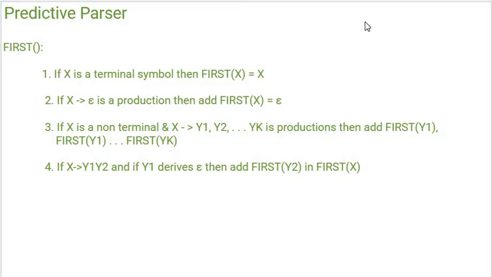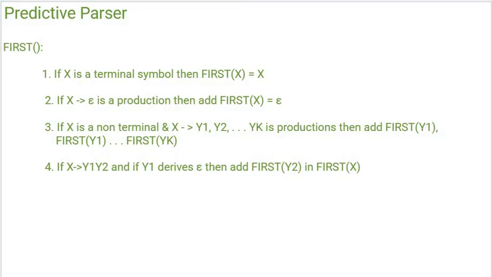If we have a production like x tends to y1 y2, then we will be calculating first of x as first of y1. So first of y1 will be the first of x. And when we calculate first of y1, you will be getting a set, right? In that set, if you have epsilon in it, then in addition to first of y1, we have to also compute first of y2. So first of y2 will also be part of first of x.